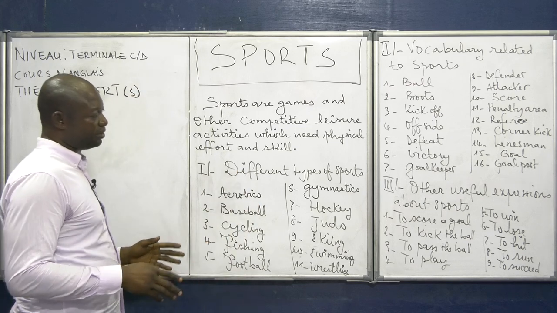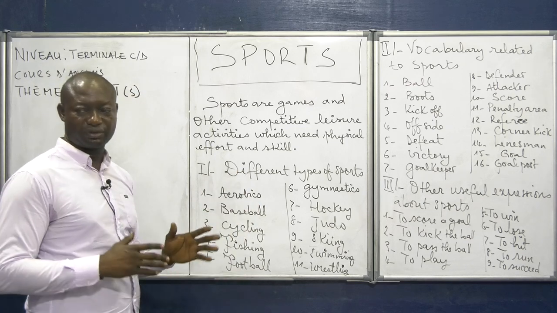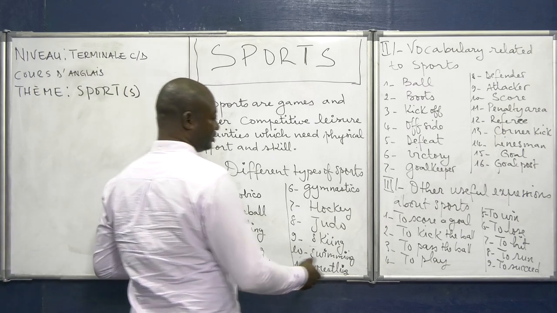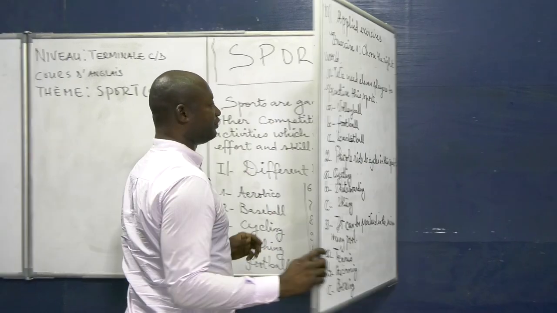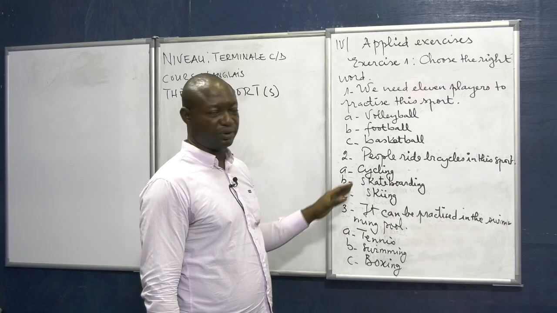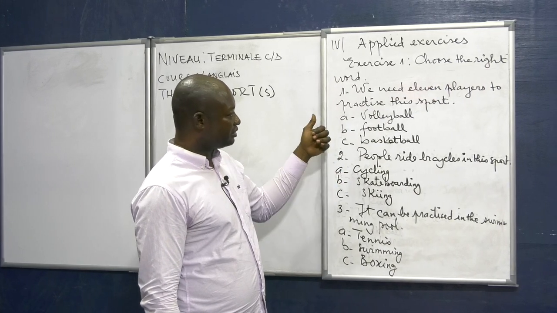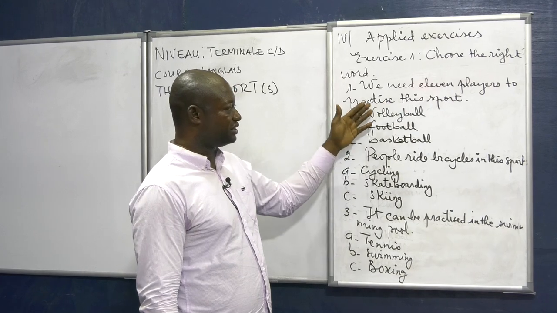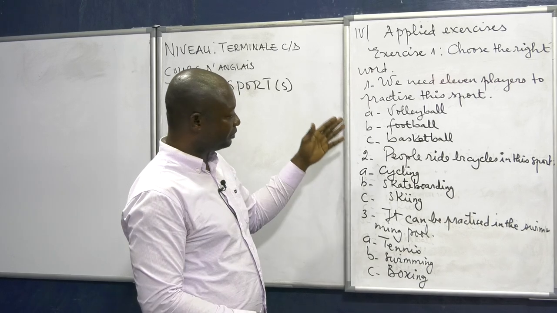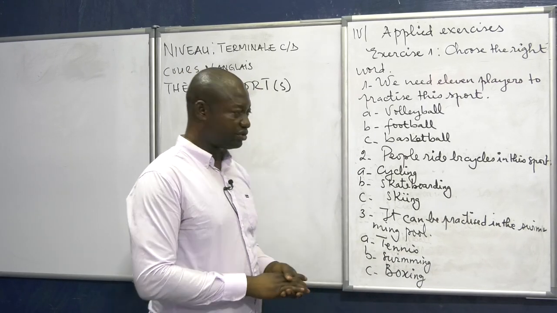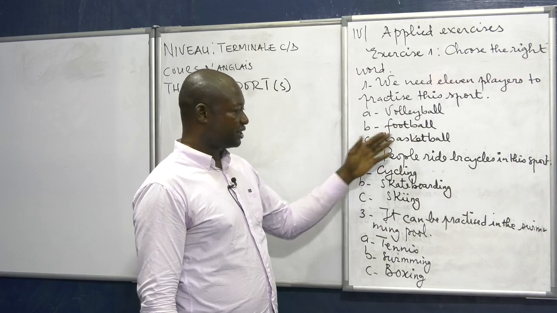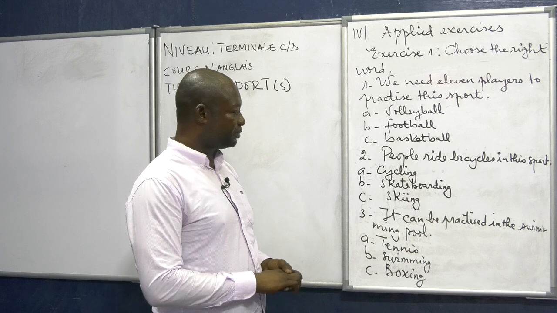Okay, concerning the last part, we are going to deal with some exercises. The first exercise is you are asked to choose the right word. One, we need 11 players to practice this sport. Okay, it's a multiple choice question. We have three proposals. Nous avons trois propositions. Volleyball, football, basketball. Okay, question two.